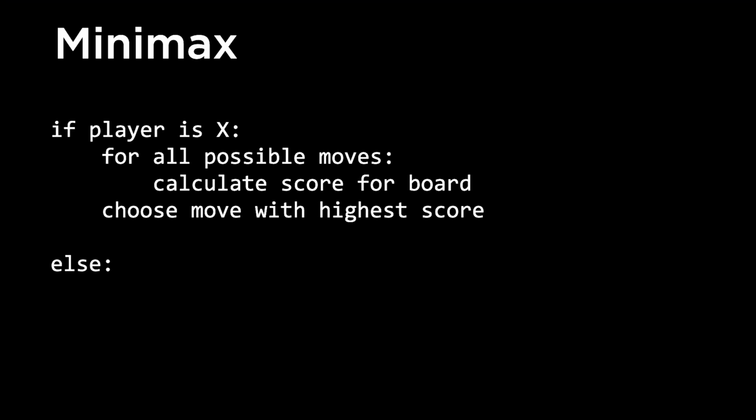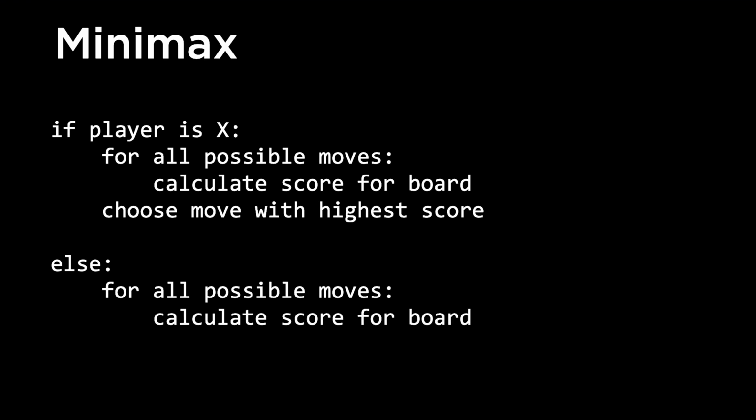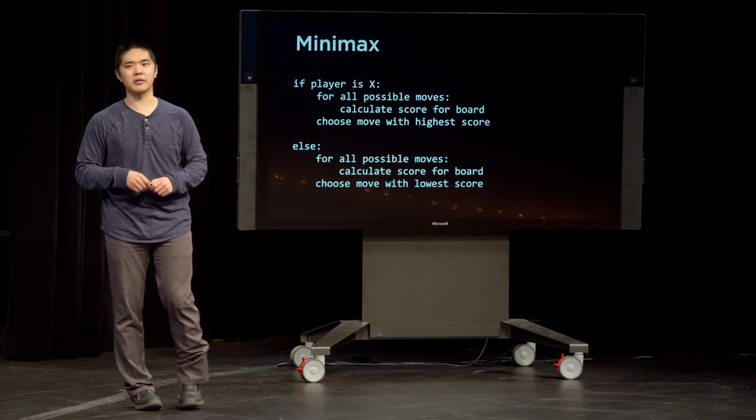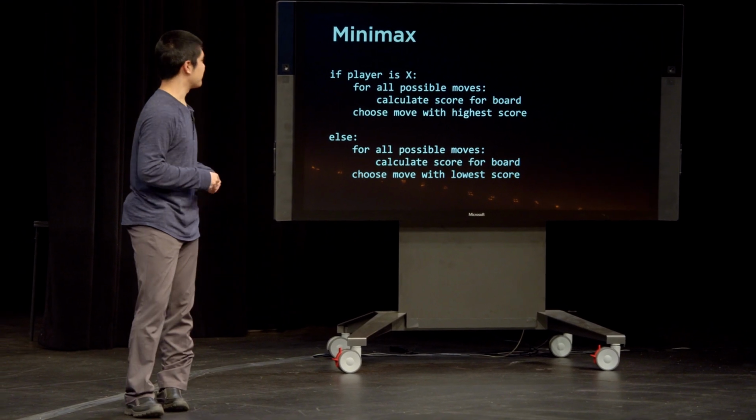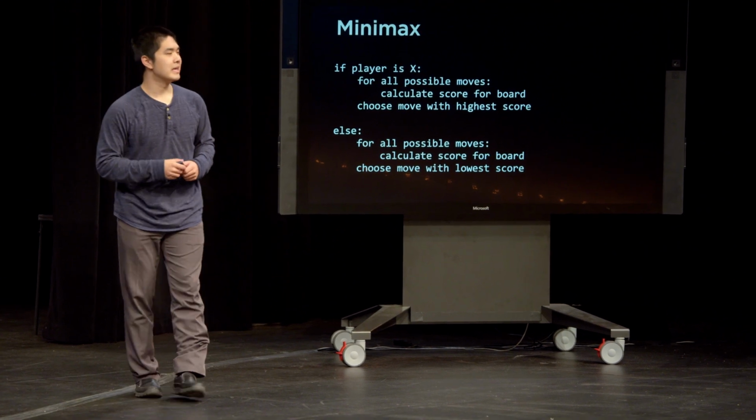And otherwise, if the player is O, well, then we'll do the same thing. For all the possible moves, we'll calculate a score for that board. But then we'll choose the move with the lowest score. So the X player is picking the move that maximizes the score. The O player is picking the move that minimizes the score. And using this approach, you can create an AI that can play a game like tic-tac-toe perfectly. It'll never lose the game if you've programmed it correctly. And this works not only for tic-tac-toe, but for other games as well.